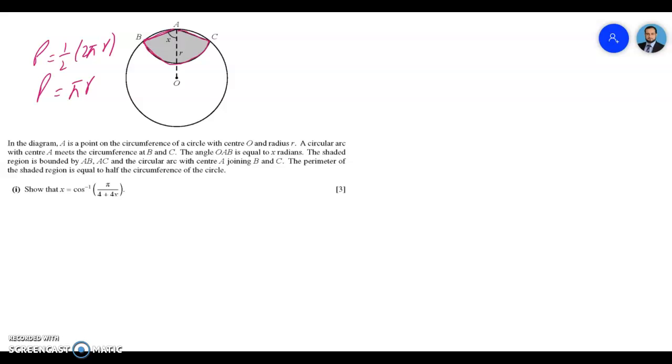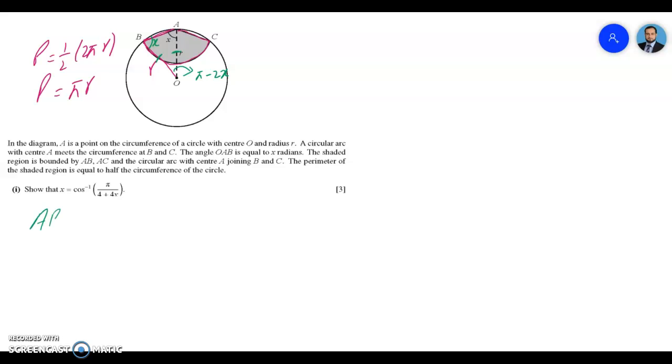First of all, we need to work out how we can find AB. If we split this from here, we will get an isosceles triangle, since O to A is a radius, and O to B is also a radius. If this angle is x, this angle is also x, and this angle will be pi minus 2x, since the angles in a triangle add up to 180 degrees. Since we know two sides and the angle, we can apply the cosine rule here to find AB.